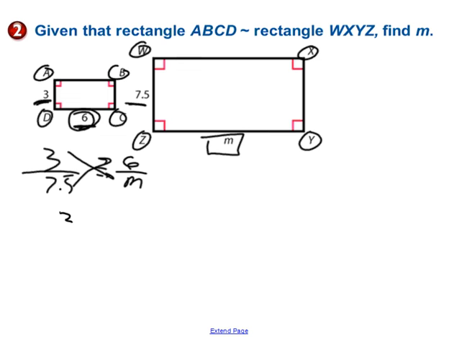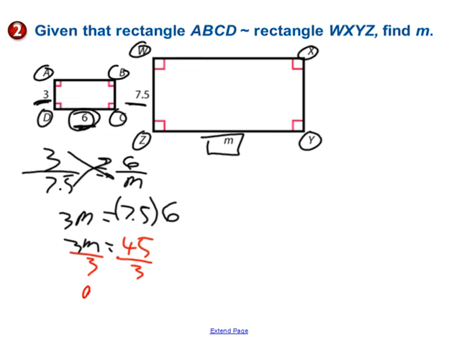I've got 3 times M, so that's 3M is equal to 7.5 times 6. 3M is equal to then 7.5 times 6 is equal to 45. I'm going to solve for M by dividing both sides by 3. And I'm going to get M is equal to 15.